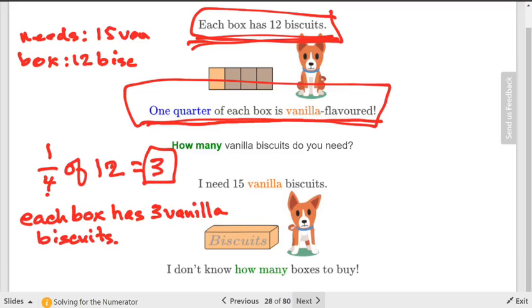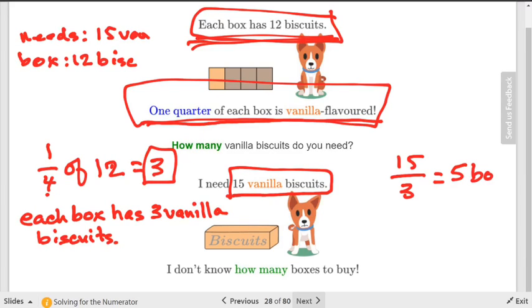Okay? All right. So we know each box has 3 vanilla biscuits, right? Okay? But he needs how many vanilla biscuits? 15. Well, if each box has 3, how can I find out how many boxes I need to do 15? 15 divided by 3. Sure. It's 15 divided by 3 gives me 5 what? Boxes.